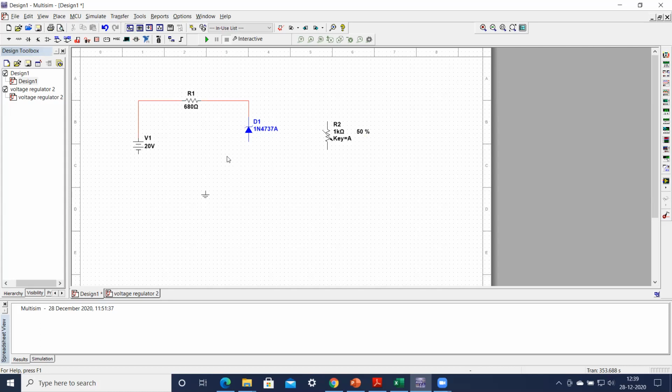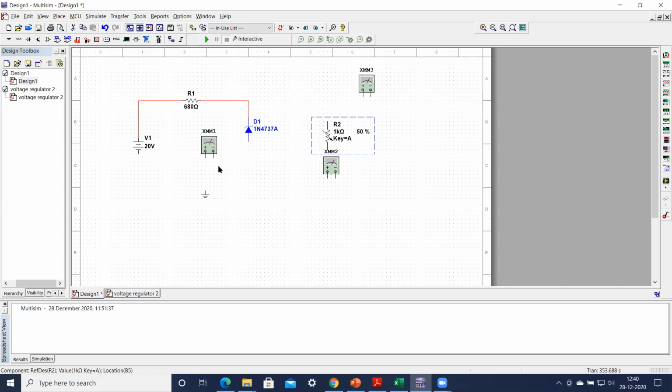Now we have to bring the multimeters. Just go to this instrument tab, and from here bring the multimeters. Please note it down, we have to take multiple multimeters, because we want to measure the current through the load as well as through the Zener diode, and we also have to measure the voltage across the load. So we need at least 3 multimeters. Fine. Now we know that the ammeters should be connected in series to the circuit, and the voltmeter should be connected in parallel to the circuit.